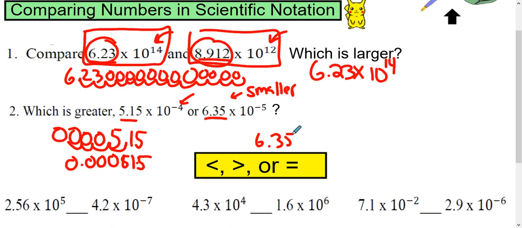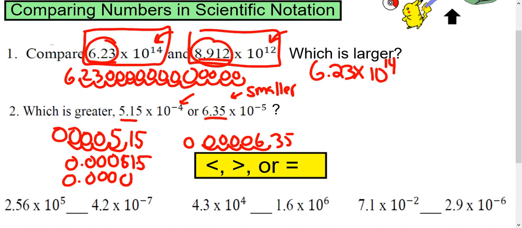6.35. Always start to the left a little bit because you know you're going to move to the left. You're moving 5. All right, so 1, 2, 3, 4, 5. And so now think about it. Look, I'm going to put this number here. So 0 point, and there's 1, 2, 3, 4 zeros now. 1, 2, 3, 4 zeros, and then 6, 3, 5.